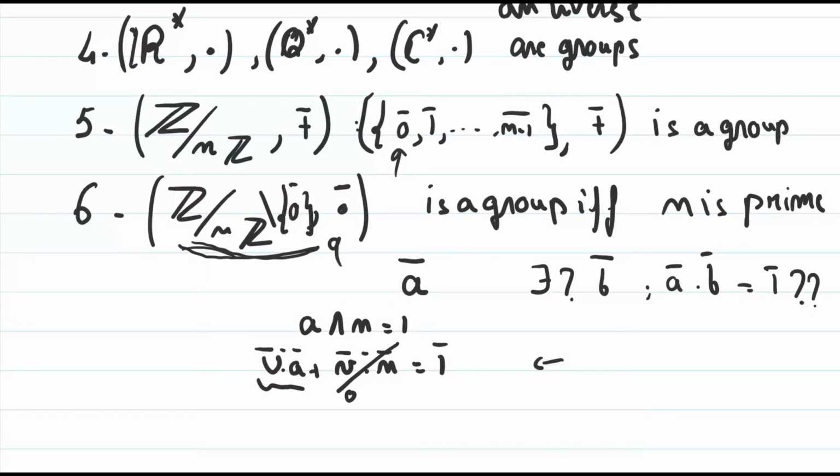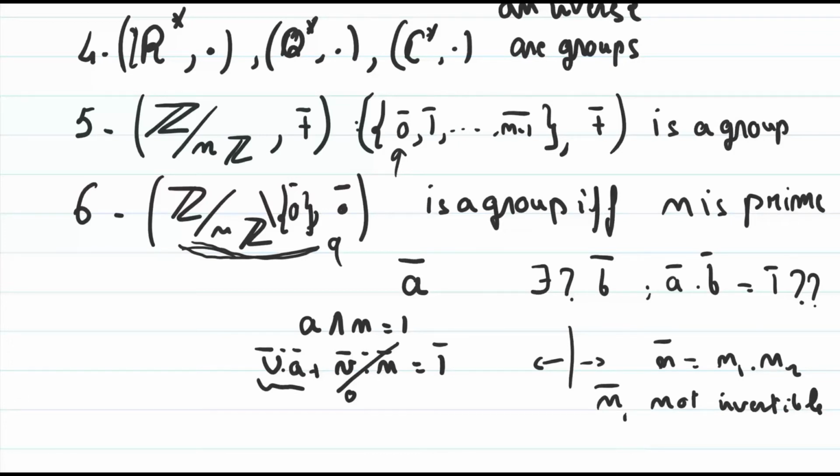Because let's say if n is not prime, I can write n like n1 times n2, both of them strictly between 0 and n, so not equal to 0 modulo n. And I say n1 bar is not invertible. Why? Because if it were invertible, I can come back to this equality.